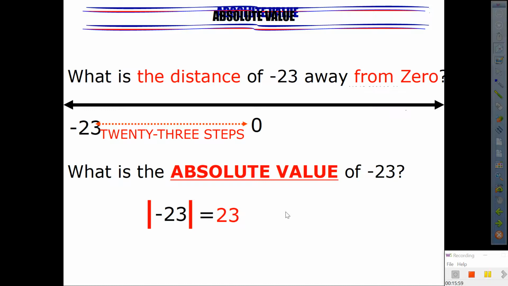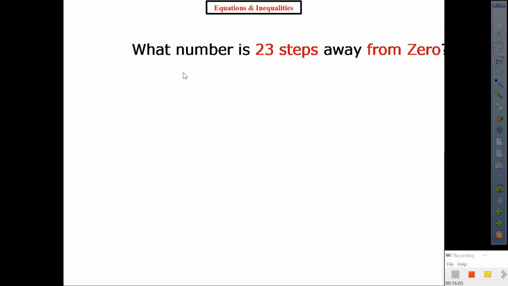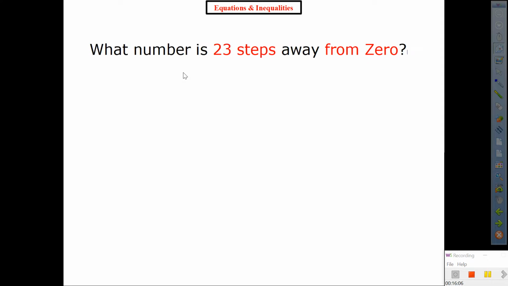Look how it starts. What number? So they're assuming that you don't know the number. Is that correct? So that means that we add an absolute value with an x in the middle, because we don't know the number. The absolute value of x equals 23: what number is 23 steps away from 0? This is how you write it in symbols. Let me ask you the question. What number is 23 steps away from 0? Think about it. Tell your neighbor.